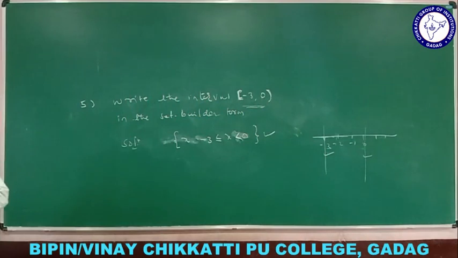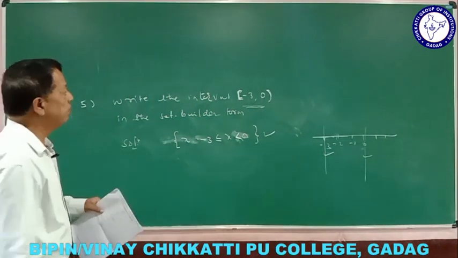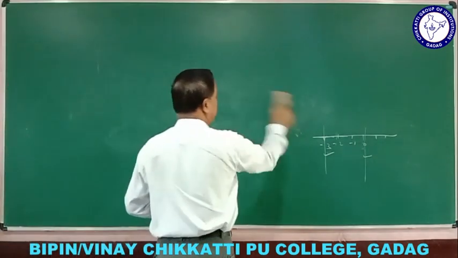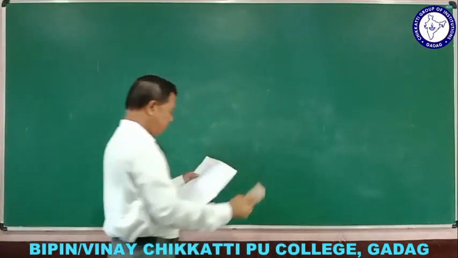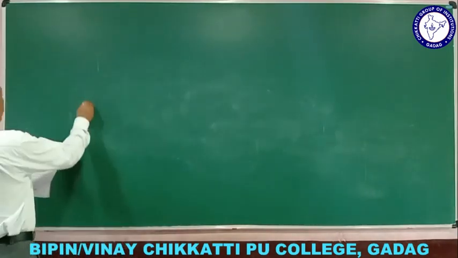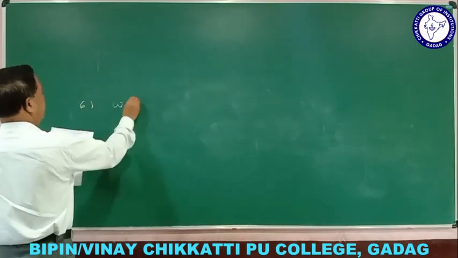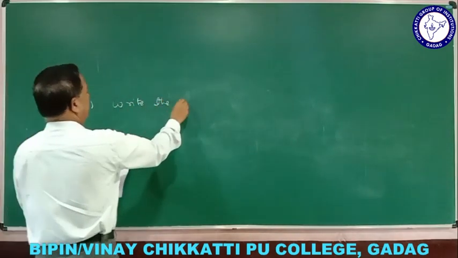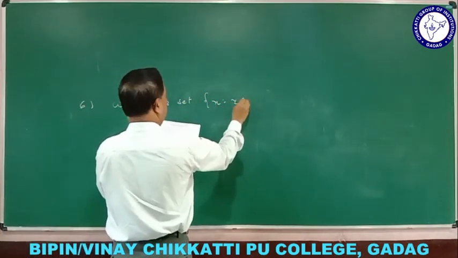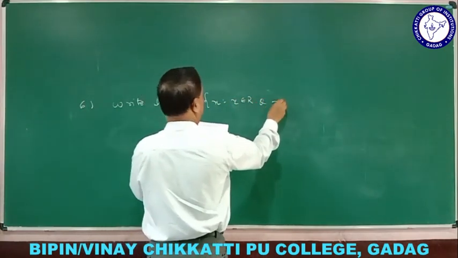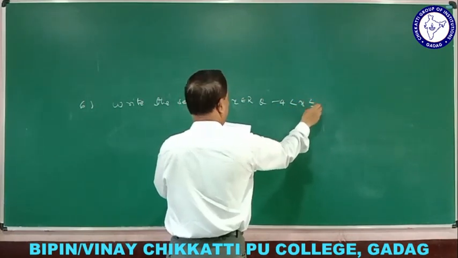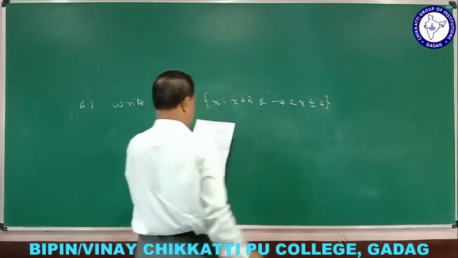I hope you understood how we write the set builder form from interval form. Similarly, we can go for the other problems. Number 6: write the set x such that x belongs to R, and minus 4 is strictly less than x, which is less than or equal to 6.